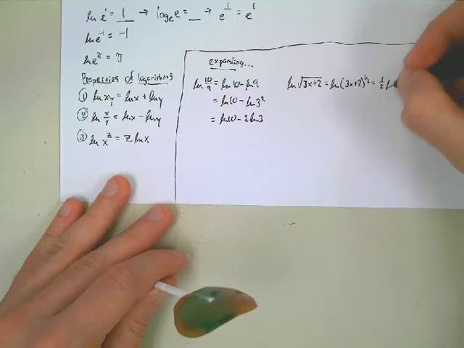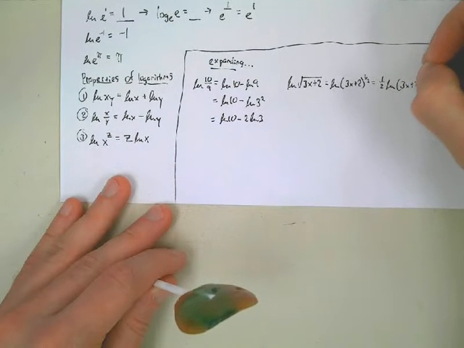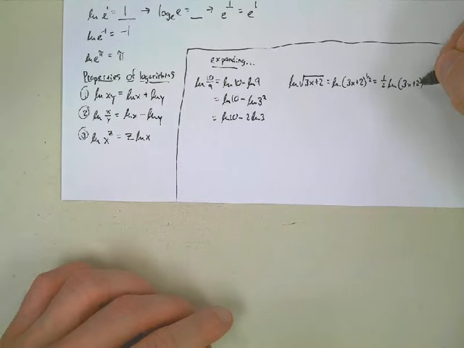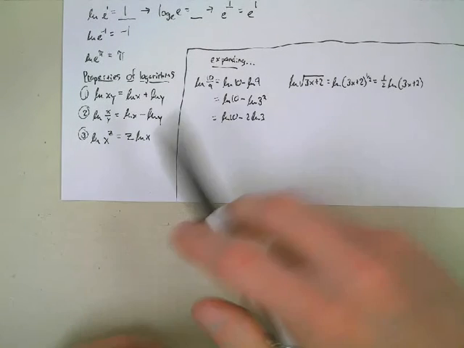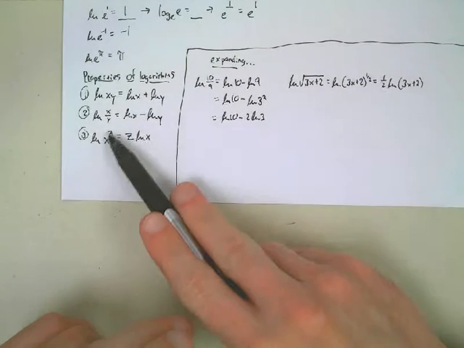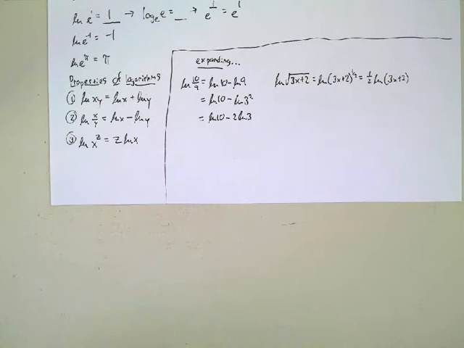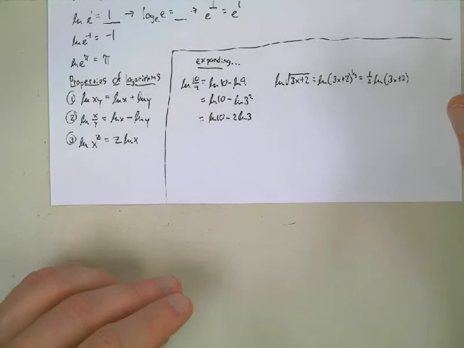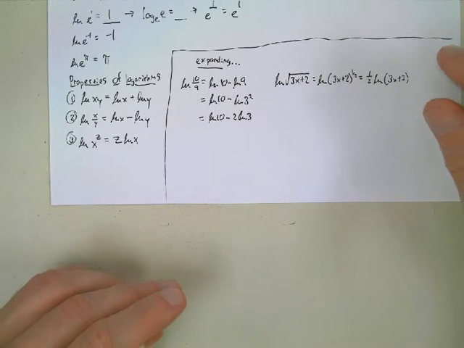Can I break up this addition here inside the natural log? No. We do not have a property to break up addition inside of the natural log. It does not break up addition inside of natural log. Okay, so there's the idea.